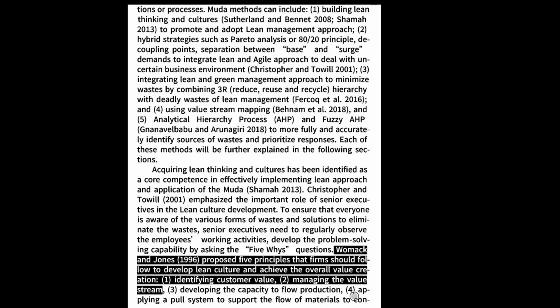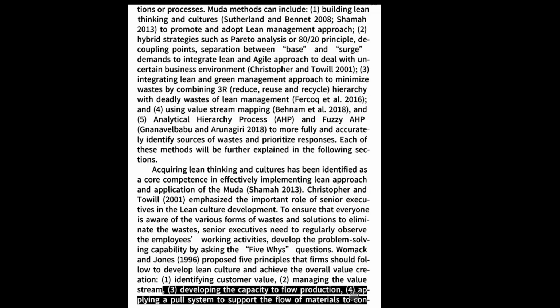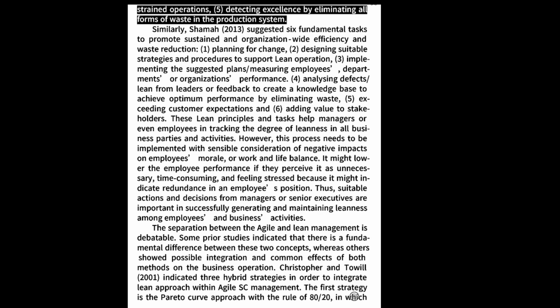Womack and Jones 1996 proposed 5 principles that firms should follow to develop lean culture and achieve the overall value creation. 1. Identifying customer value. 2. Managing the value stream. 3. Developing the capacity to flow production. 4. Applying a pull system to support the flow of materials to constrained operations. 5. Detecting excellence by eliminating all forms of waste in the production system.